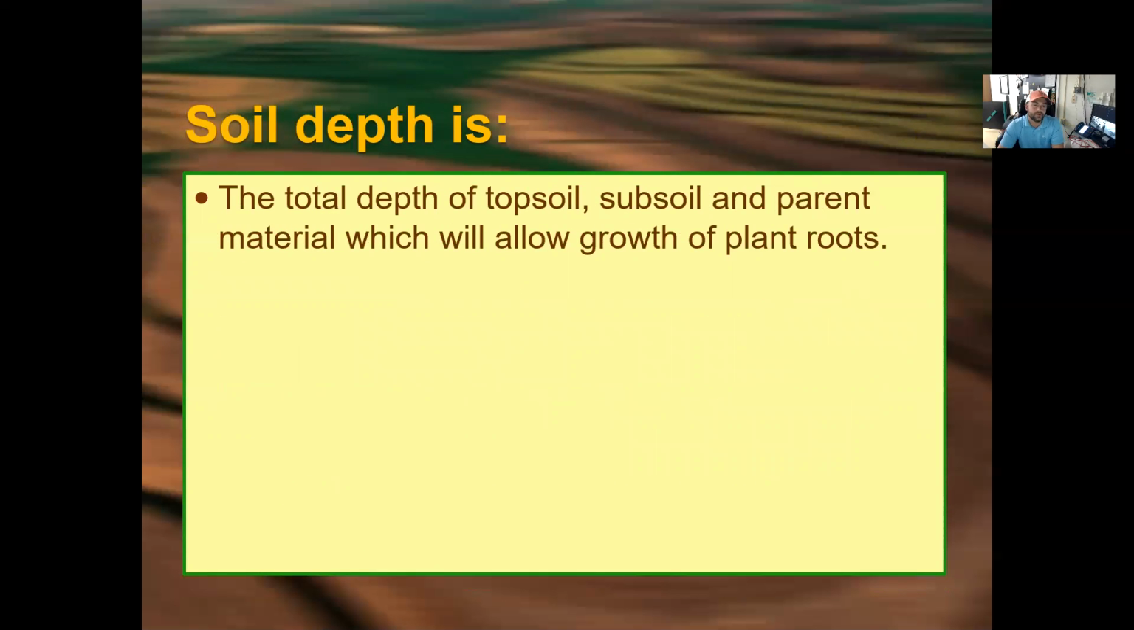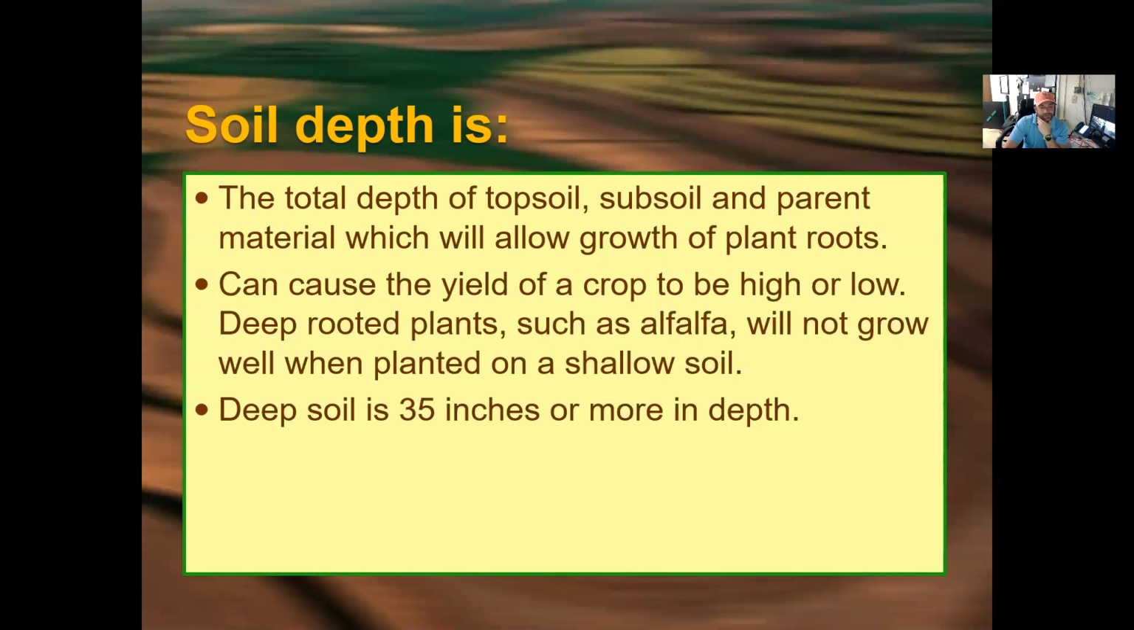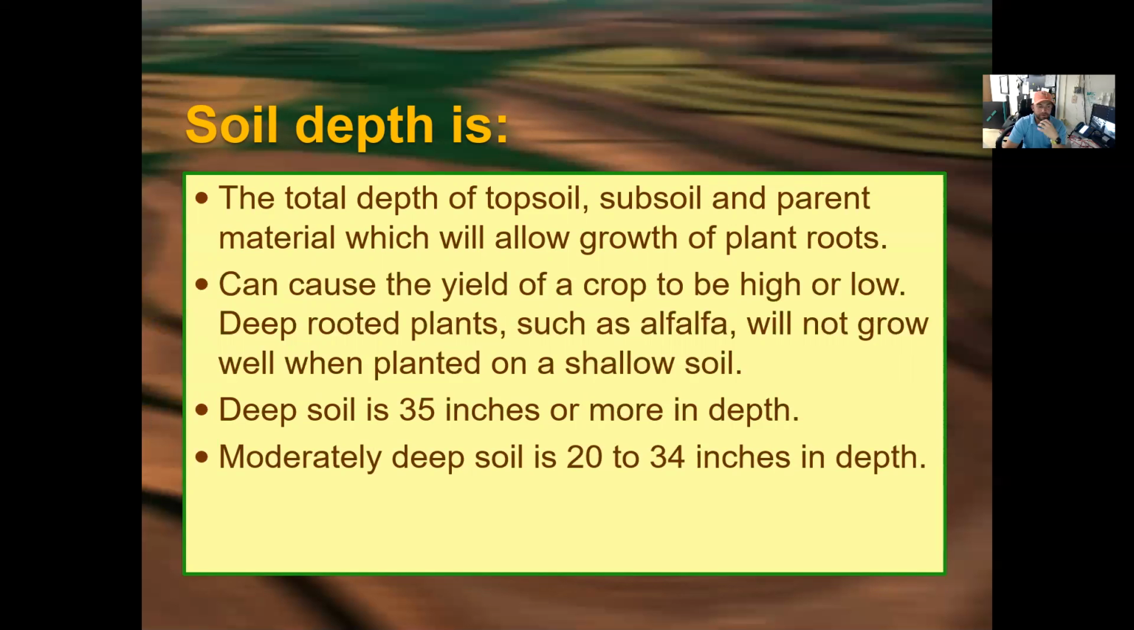So the total depth of topsoil, subsoil, and parent material, which will allow growth of plant roots, can cause the yield of a crop to be high or low. Deep-rooted plants such as alfalfa will not grow well when planted on a shallow soil. So deep soil is 35 inches or more in depth, and that's including all 3 layers. Moderately deep soil is 20 to 34 inches in depth, and shallow is about 10 to 20 inches deep.